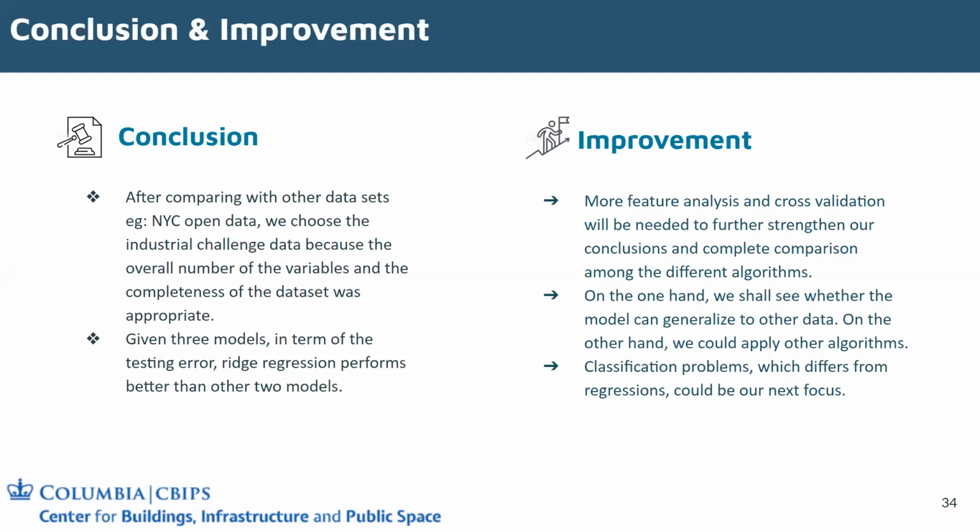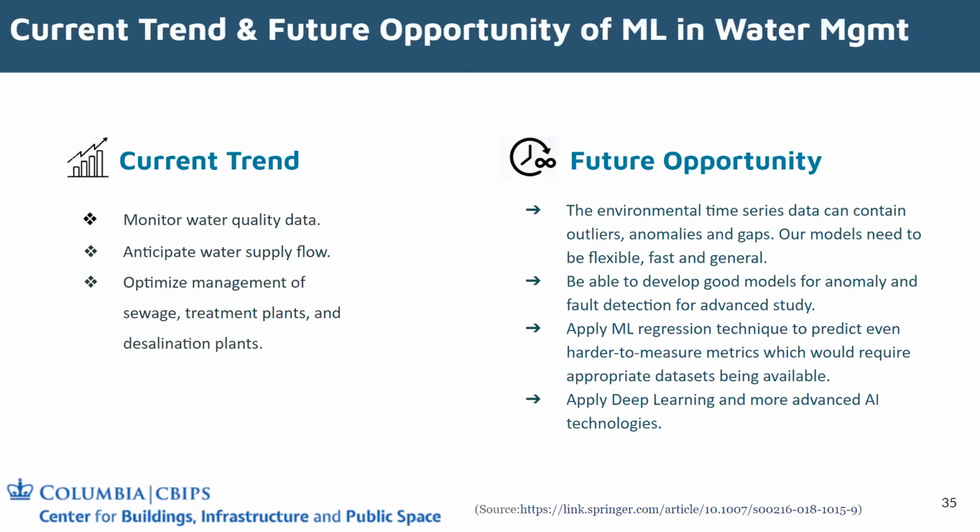And we also have some room to improve our project. First, more feature analysis and cross-validation will be needed to further strengthen our conclusions and complete the comparison among the different algorithms. Second, on the one hand, we shall see whether the model can generalize to other data, and on the other hand, we could apply other algorithms to our models. And last but not least, the classification problem, which differs from regression, could be our next focus in the following work. Next slide, please.